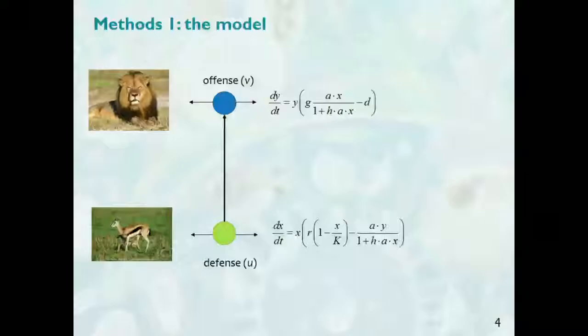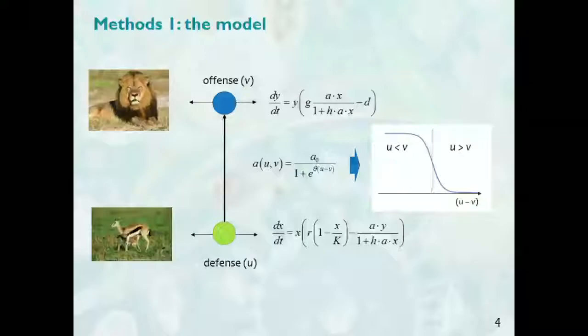Both the prey and the predator have a trait that can change over time. The prey has a level of defense, and the predator has a level of offense. Together, these two traits determine the level of predation that is going on, expressed by the attack rate, which is a function of these two traits. Basically, if the offense is higher than the defense, then the attack rate is high. And if the defense is higher than the offense, then the attack rate is low. For both the prey and the predator, there is a strong benefit for investing in a high trait value. But of course, this also comes at a cost.